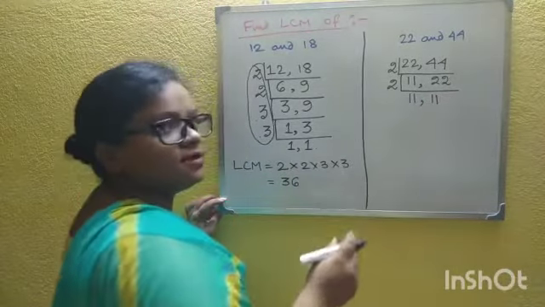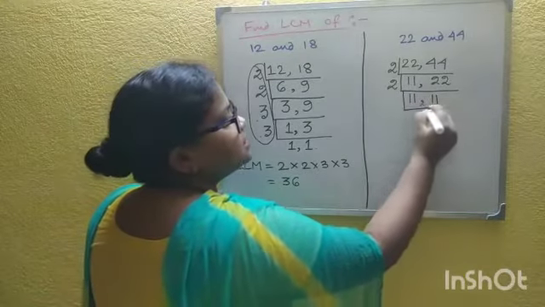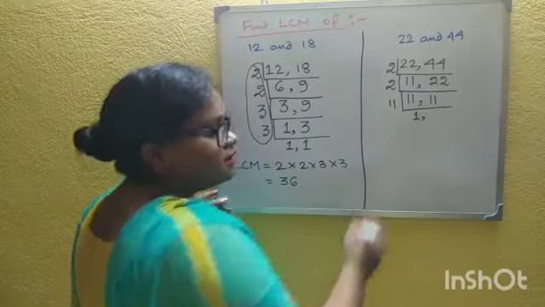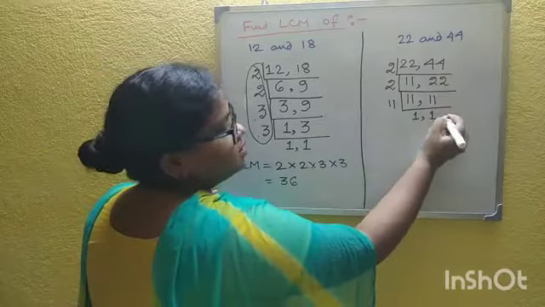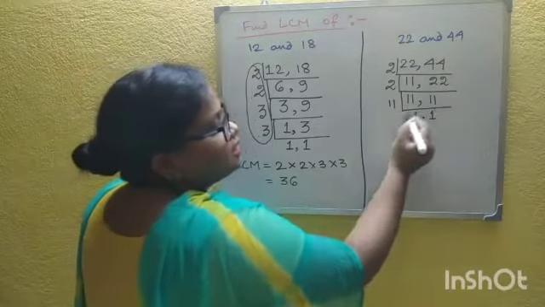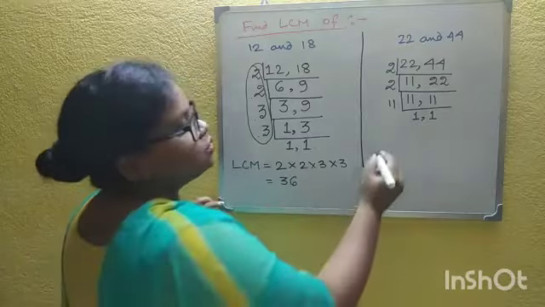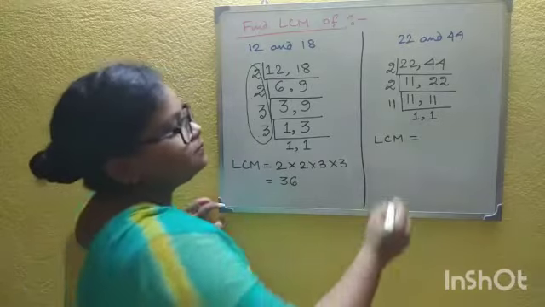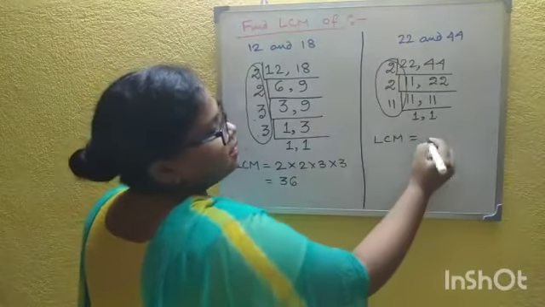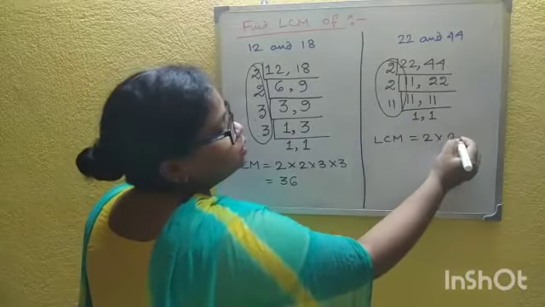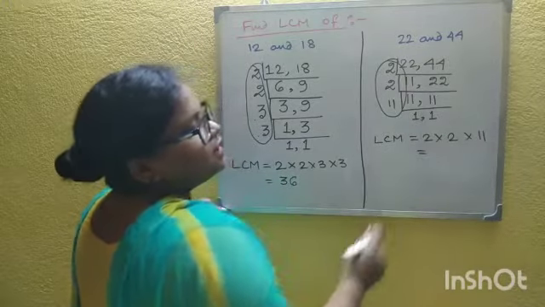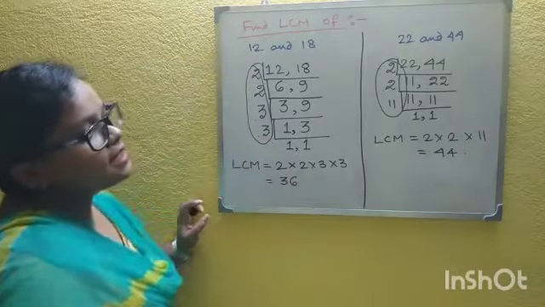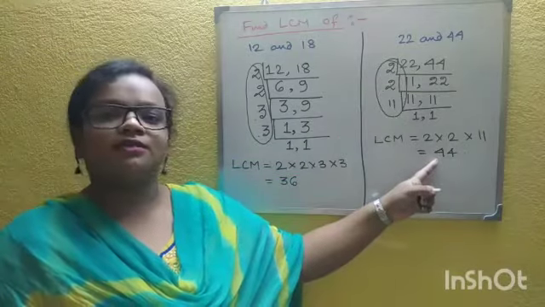Now 11s are divisible by 11. So we are going to consider the next prime number, 11. Now 11 by 11 means 1. As we get 1 as quotient, we are going to stop there. So the LCM of these two numbers, 22 and 44, will be the product of the divisors, that is 2 into 2 into 11. Now 2 2s are 4, 4 11s are 44. So LCM of 22 and 44 is 44.